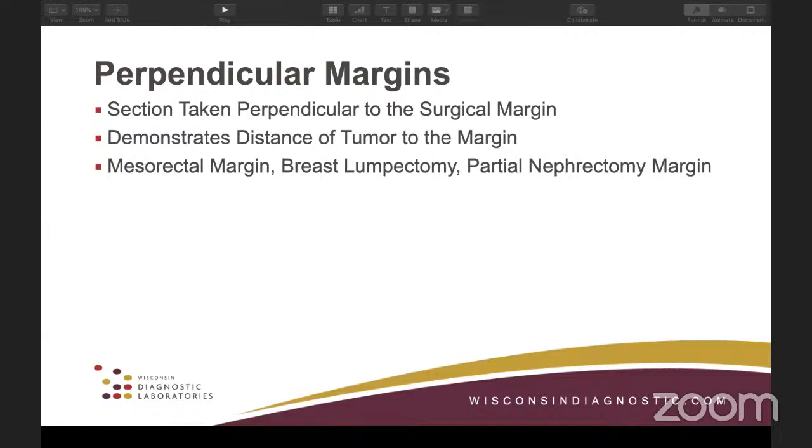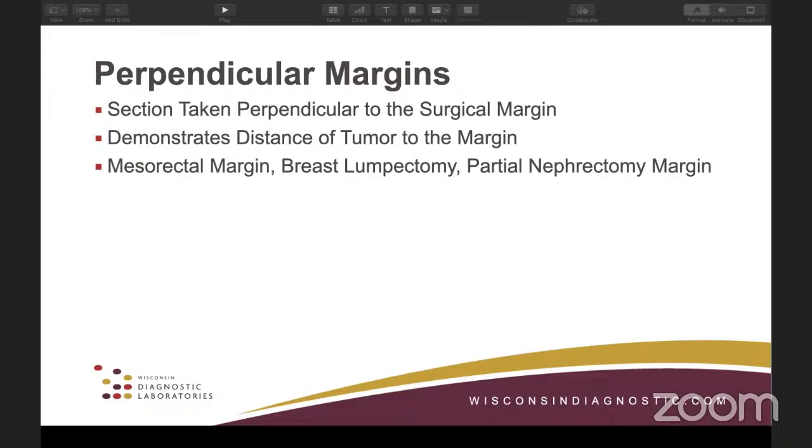Next type of margin is the perpendicular margin. Like the name would suggest, this is a section taken perpendicular to the surgical margin. And this demonstrates the distance of the tumor to the margin. So it doesn't show the whole margin, but it's useful because it shows how close the tumor gets to the margin. And here's some examples of that.